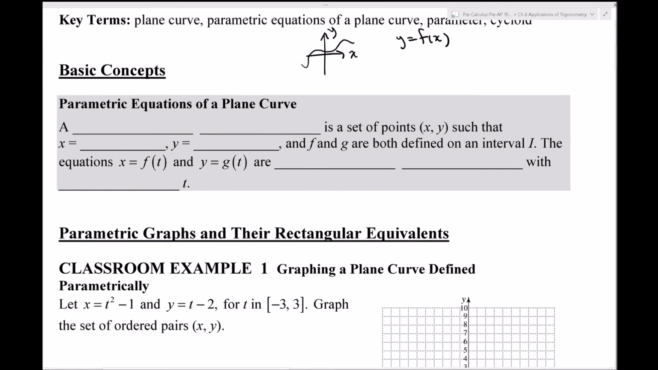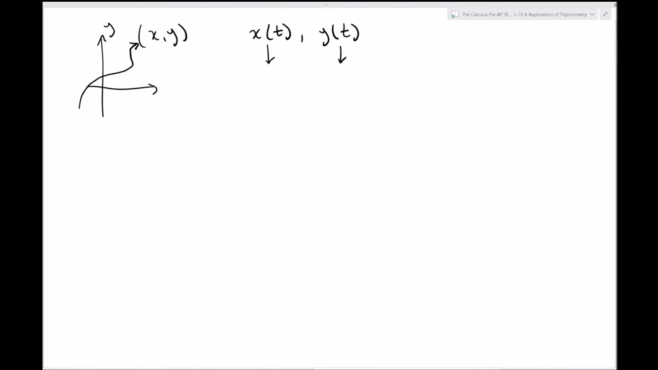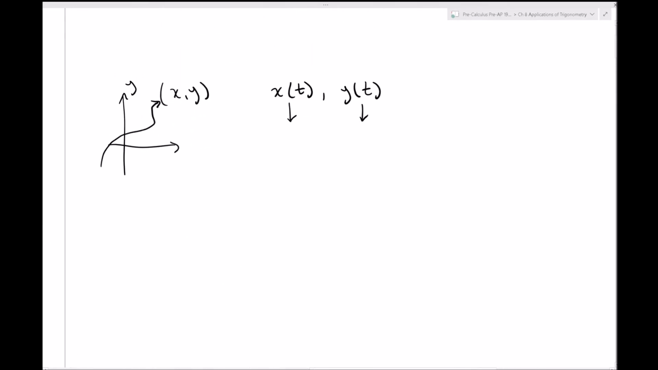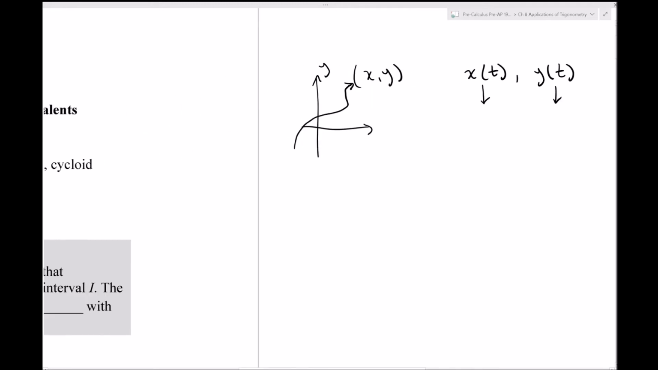So let's see what they have here. A parametric equation. It's really a system of equations. It's a set of points, or a parametric curve, sorry. Or that might be a plane curve. Yeah, this is a plane curve. So like I was talking about earlier, we think of a curve, right? And that curve can be generated by taking an x and a y coordinate separately. So these are plane curves, sorry.